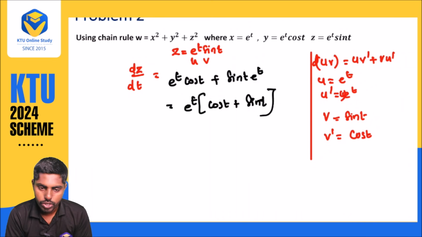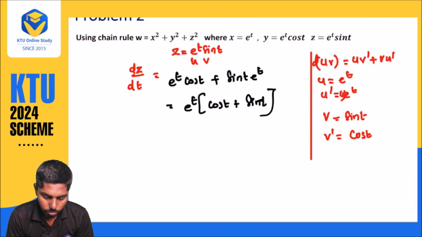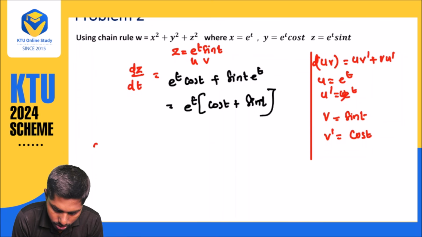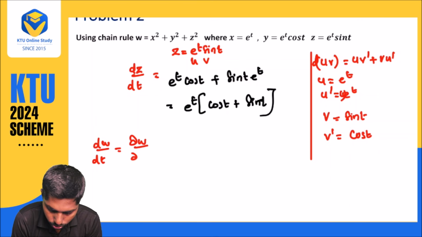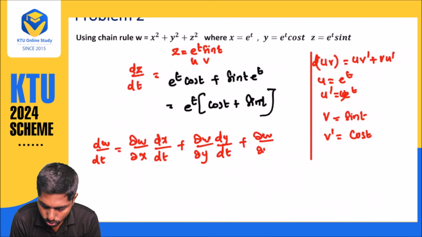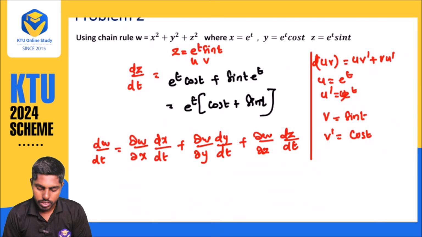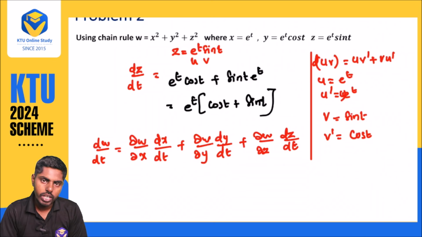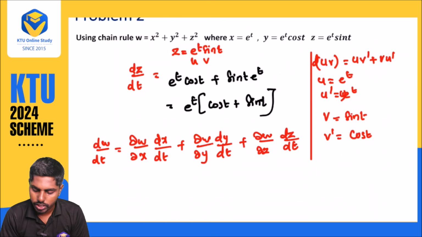So now substituting in the formula, what will we be getting? dw by dt is equal to dou w by dou x dx by dt plus dou w by dou y dy by dt plus dou w by dou z dz by dt. So just apply everything we have found out in here. Okay, so what will we be getting?